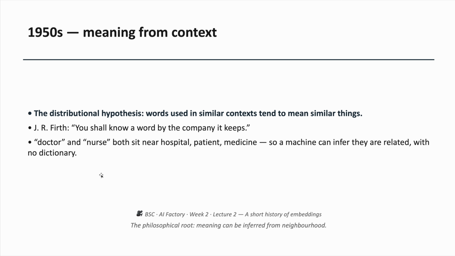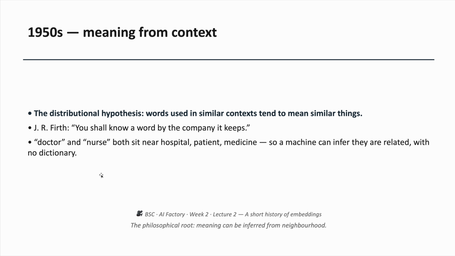So all of this started in the 1950s when J.R. Firth started working with the idea that you can extract meaning simply from context. 2 words that are used in similar context will have a relationship. So you don't need human annotation. Just by the analysis of the text, you can get it.